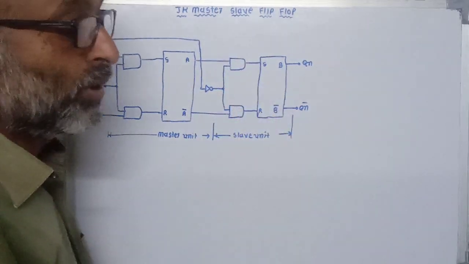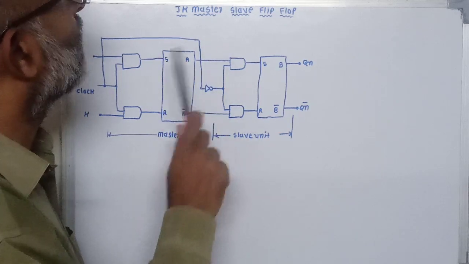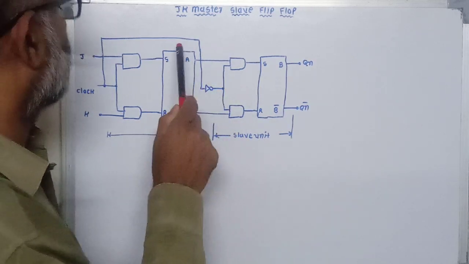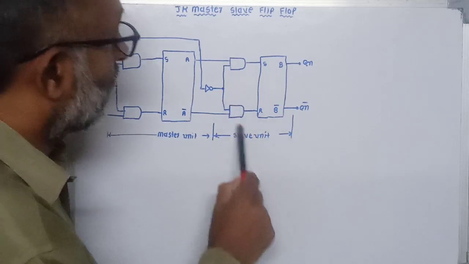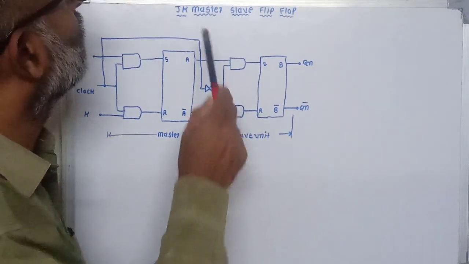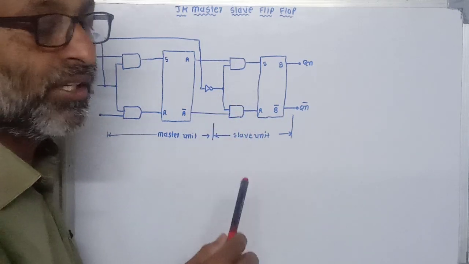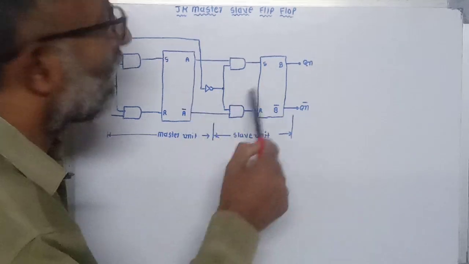JK master slave flip flop. So there are two units of this JK master slave flip flop. First is the master unit and second is the slave unit. The racing condition, or the race around condition, can be eliminated by using this type of arrangement.